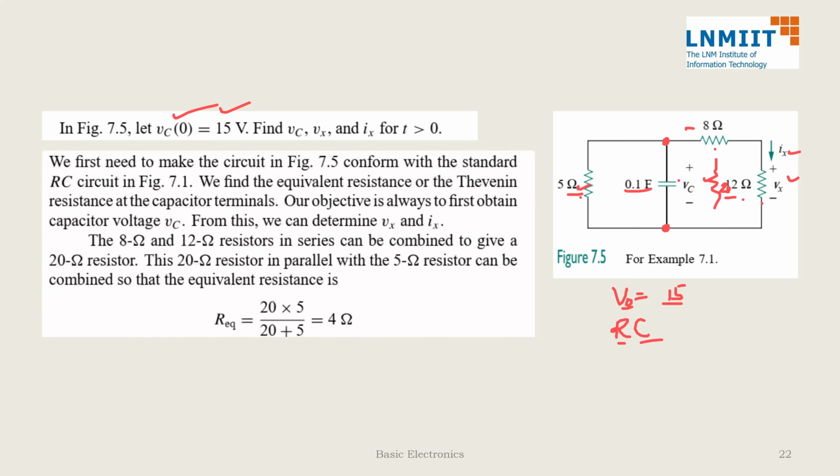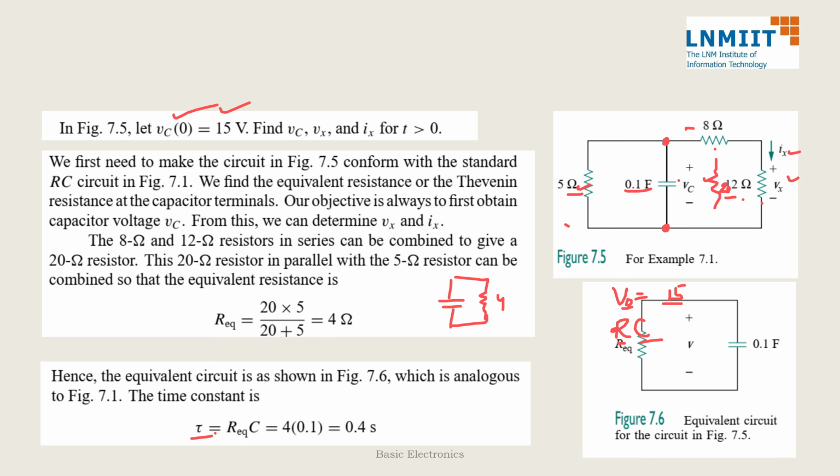So then I can say that the whole circuit is one capacitor and one resistor of 4 ohm in parallel. And now we are back to the same question: I got R, I got C, that means I can calculate my tau. Tau is R into C, that means 0.4.